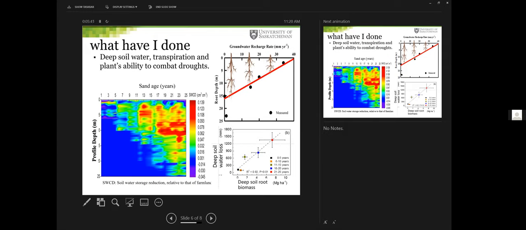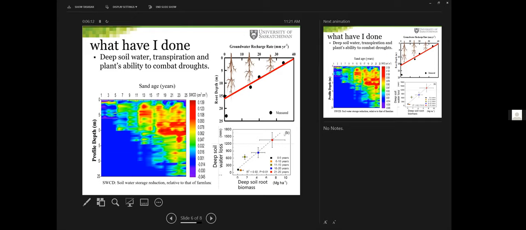When the rooting depth is over 15 meters, you have zero groundwater recharge. And the deep soil water also has a change to soil carbon sequestration. And this is not in terms of soil carbon, but in root biomass. But this trend cannot continue, because once deep soil water is depleted, then there's no replenishment.